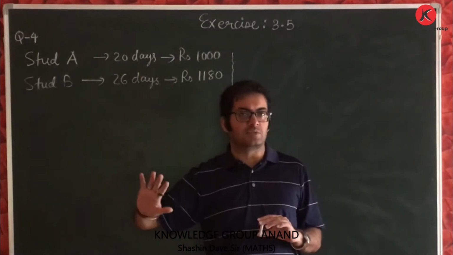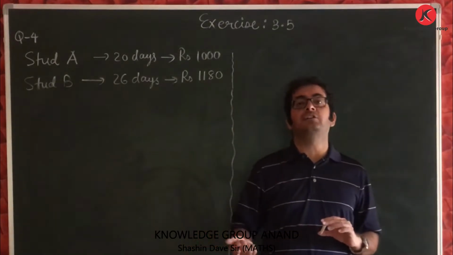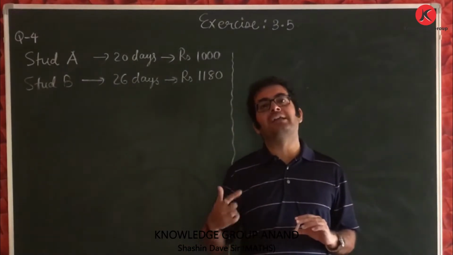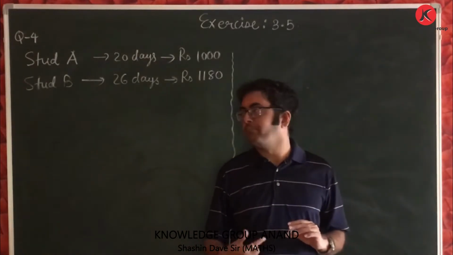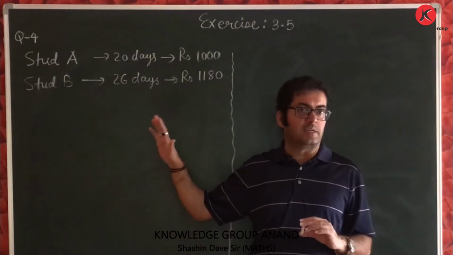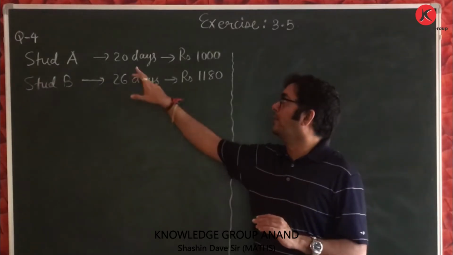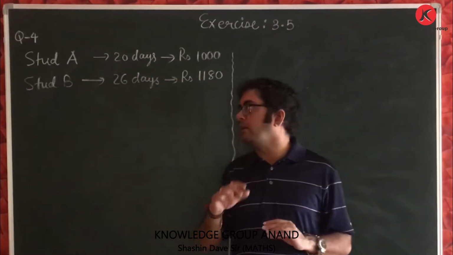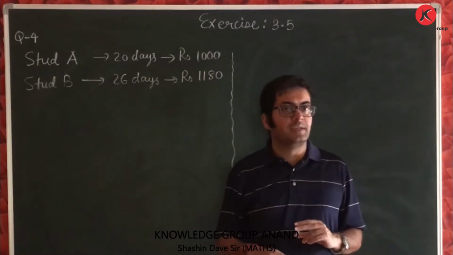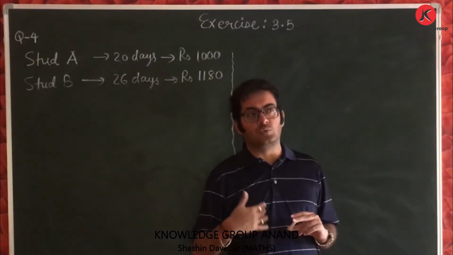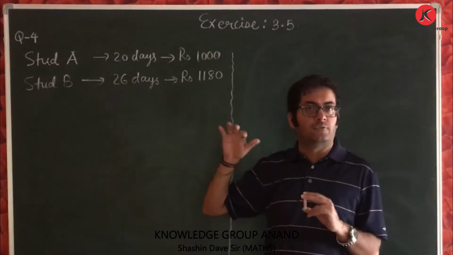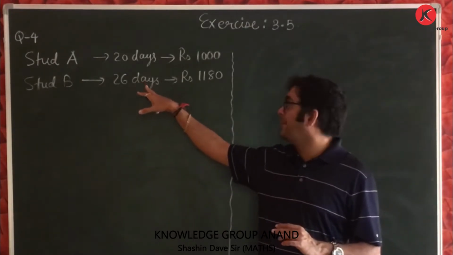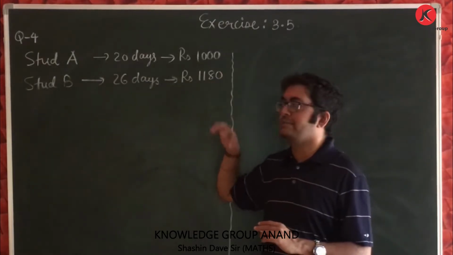Okay, that is a fixed charge, that is a one-time charge. The second charge is the charge of food taken for each day. Now the condition over here is that there is some student A who takes food for 20 days and pays a total bill of rupees 1000. And then there is another student B, who takes the food in the same hostel for 26 days and pays the bill of rupees 1180.